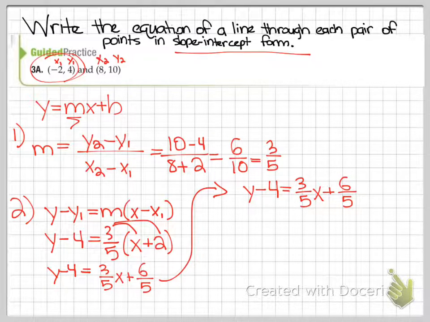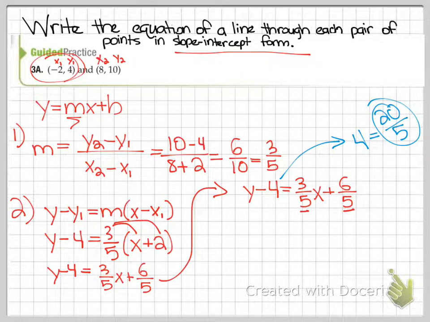So what I would do is, since everything has a denominator of 5 on this side, I want to get 4 in a denominator of 5 as well. So if I bring it over here and look at 4 in terms of fifths, that would be 4 times 5 is 20 over 5. Do you agree that 20 divided by 5 is still 4? Yes, of course. So I can rewrite that as 20 over 5. So I'm going to do that. Y minus 20 over 5 equals 3/5 x plus 6 over 5.